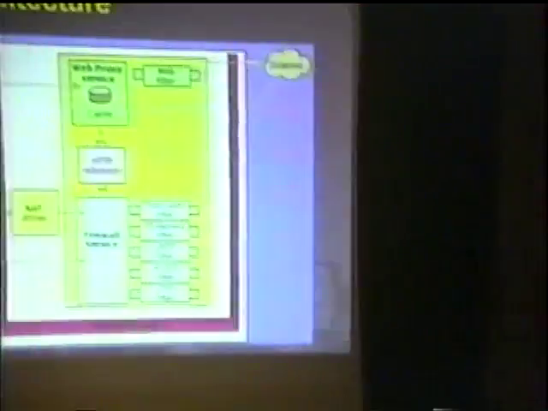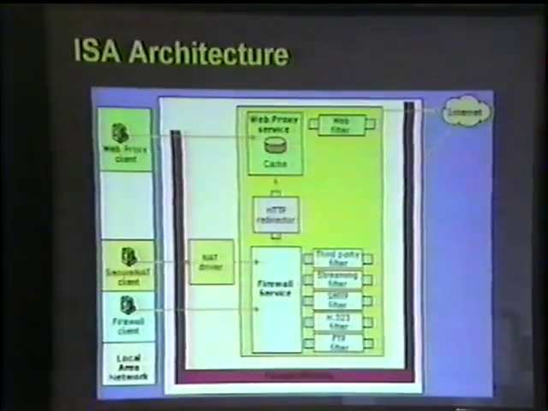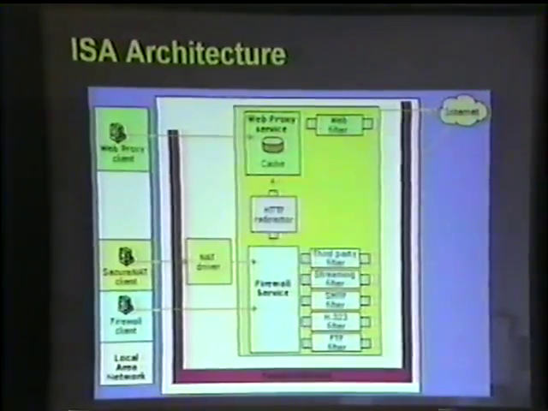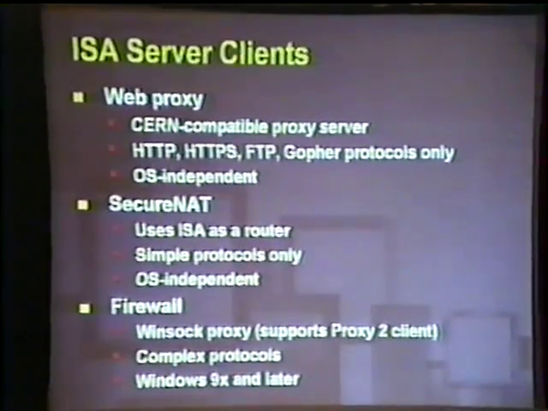ISA architecture. Question? If you have a client set up as a SecureNAT client, okay, and load the firewall client on him, what happens? It doesn't matter.